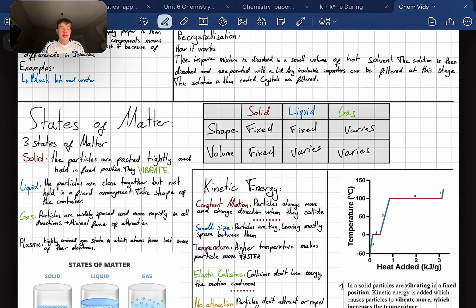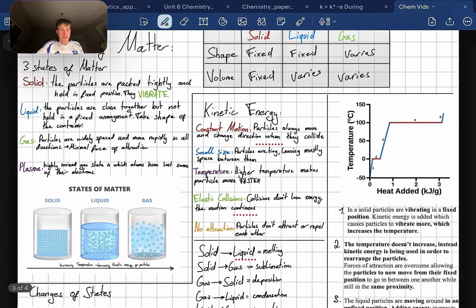And lastly, we have gas, where the particles are widely spaced, and can move more rapidly around in all directions, and there's minimal force of attraction, so they are free and open. And then there's plasma, which is above gas, as I already mentioned, and this is a highly ionized gas state in which atoms have lost some of their electrons, which is something we don't see often. So those are the states of matter.